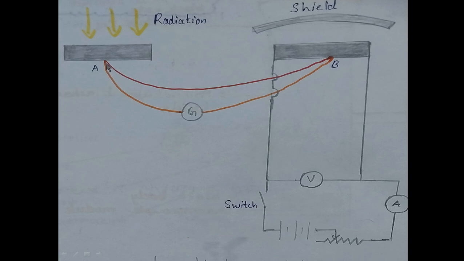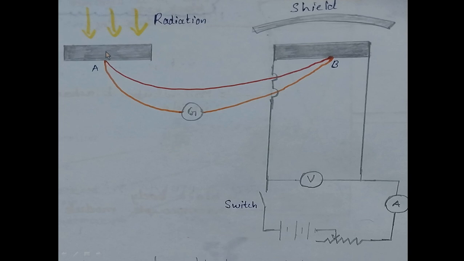Now, the metal strip A, in this figure, is exposed to solar radiation and B is shielded from solar radiation. Then B is connected to a voltmeter, ammeter, rheostat, battery and a switch. So these are the connections. Now A is exposed to solar radiation and B is shielded from the solar radiation.